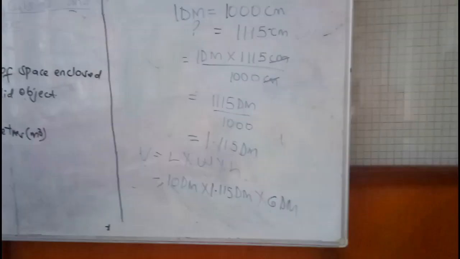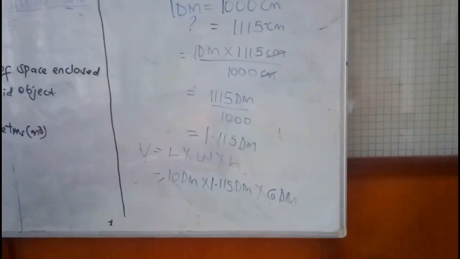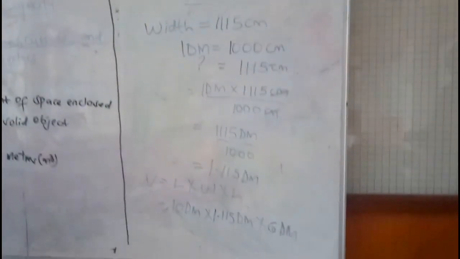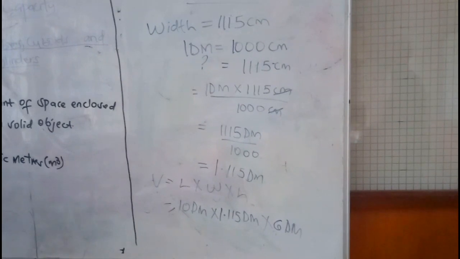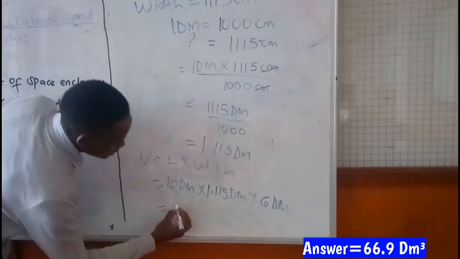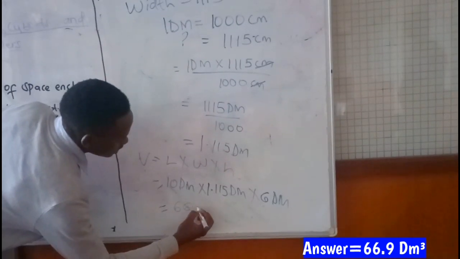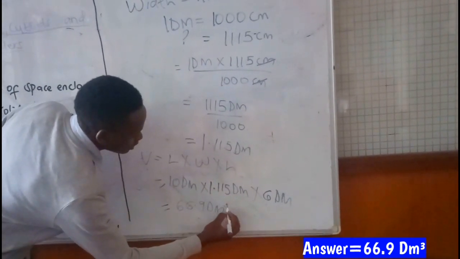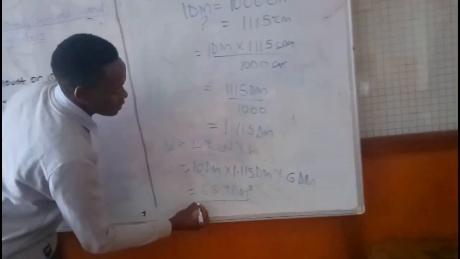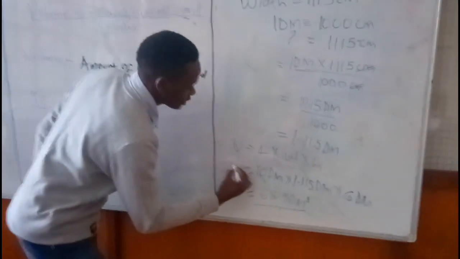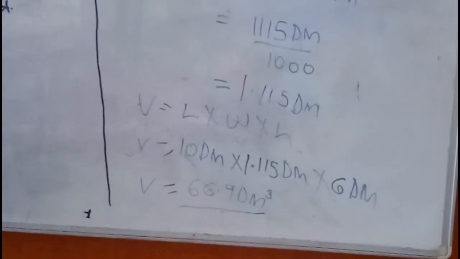Yes, Mwangi? 10 decameters times 1.115 decameters times 6 decameters gives us 66.9 decameters. Correct, Mwangi. So we have 66.9 decameters cubed. And that would be our volume of the given cuboid.